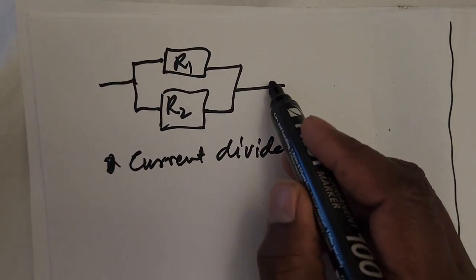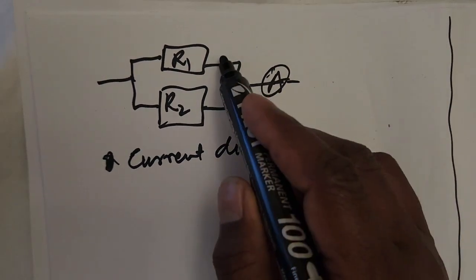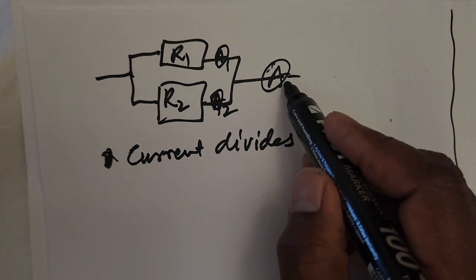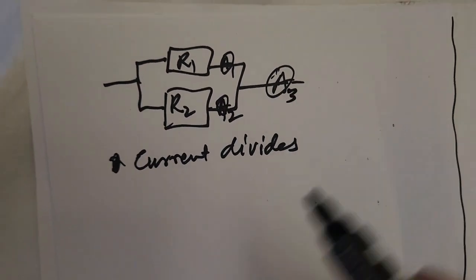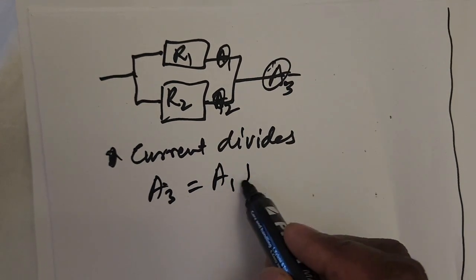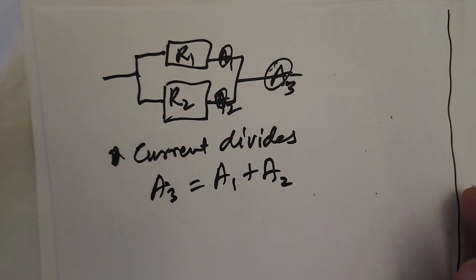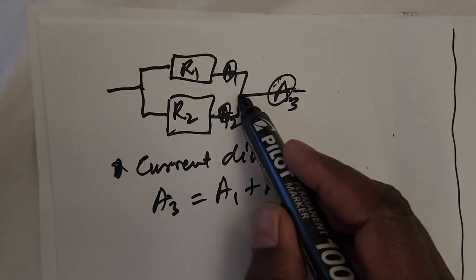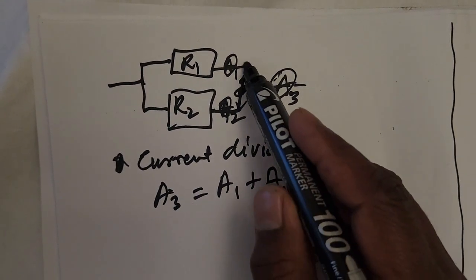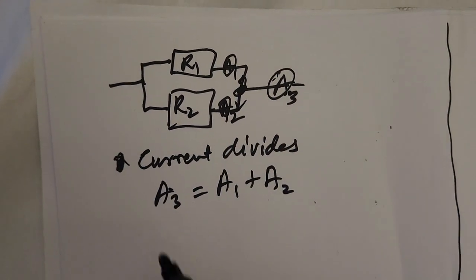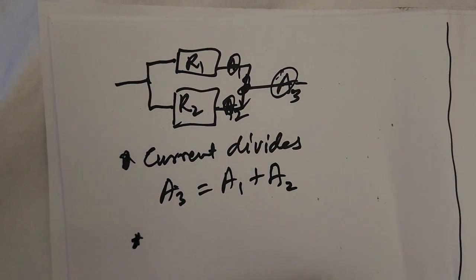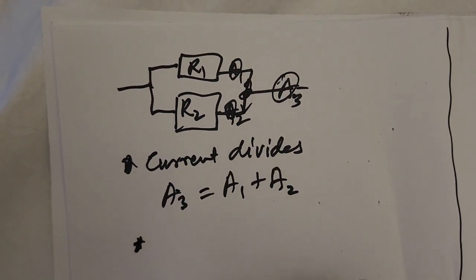meaning that if I've got the ammeter here and another ammeter here, call it A1, and this is A2, and then this one is A3. Therefore, A3 will be the sum of A1 plus A2. That's what you should know. So they divide the current. When the current reaches this point, it's split into two fractions. So a certain fraction will go this way, another one will go this way. Now we'll talk about the relationship between the current and the resistance now.